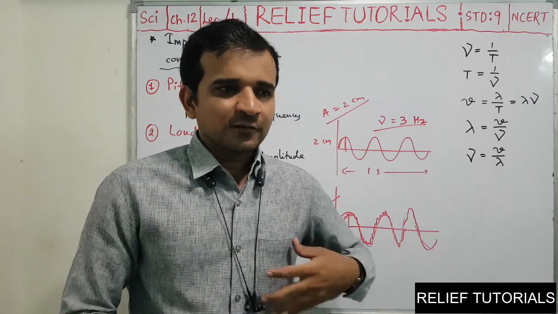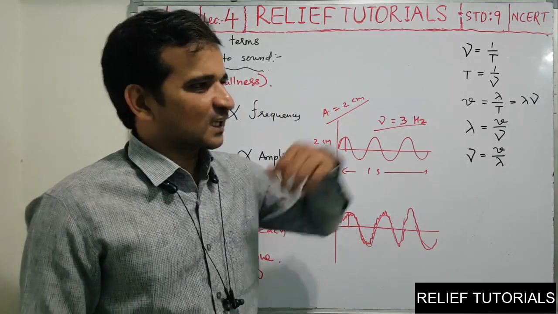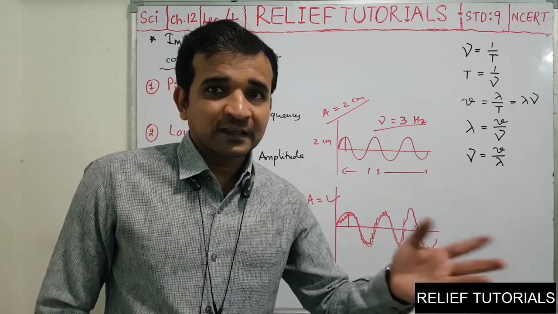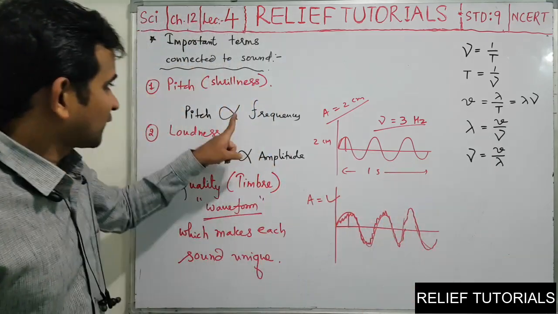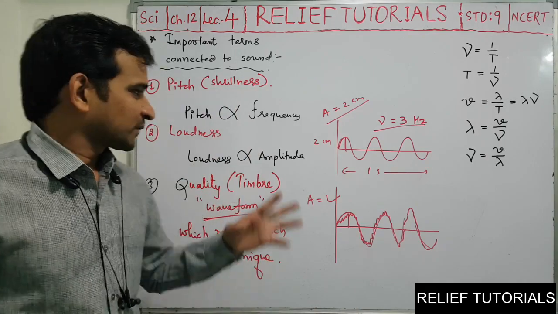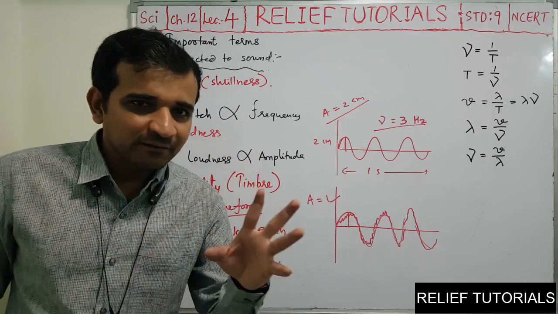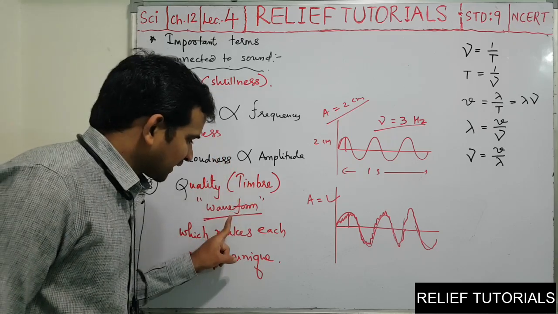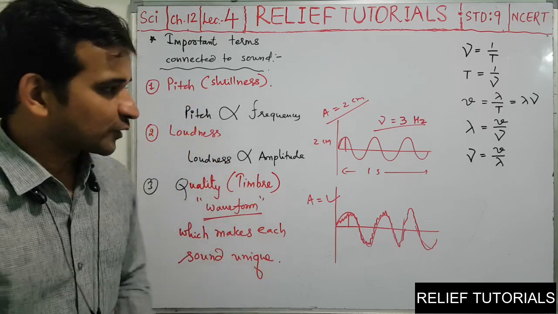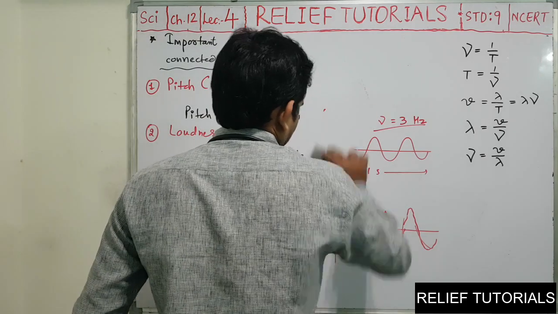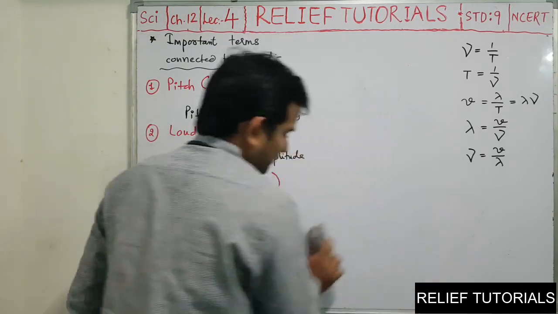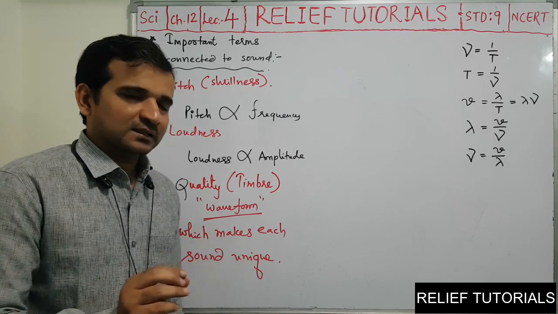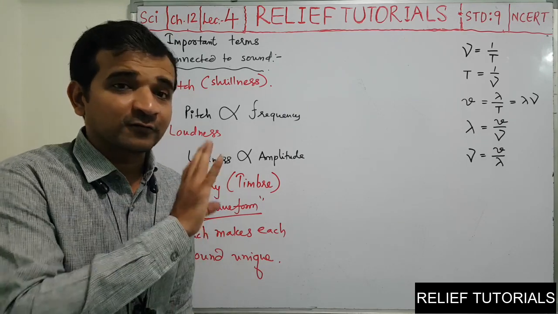If 5 or 6 girls are screaming, you cannot identify which one of your friends is screaming. So with the help of pitch you cannot identify the person. With the help of loudness you cannot identify the person. With the help of quality, timbre, or you can say waveform, you can identify the person. So quality or timbre makes the sound of each and every person different from the others.